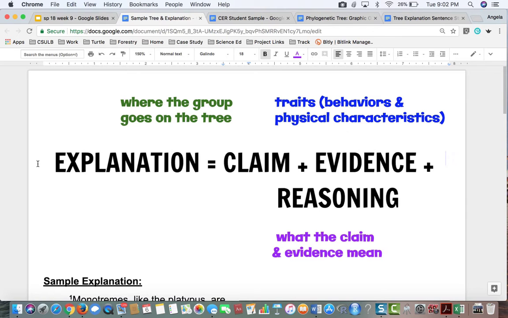And then lastly, reasoning, and that is what the claim and evidence mean. So what does it all mean? You should have all three of these parts in your explanation. And I provided a sample where I have all three of these parts for you. So I'm going to walk you through that, and I'm going to teach you guys how to pick out these pieces before you write your own explanation with all three pieces.